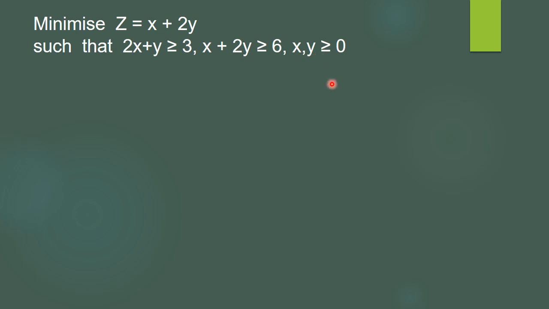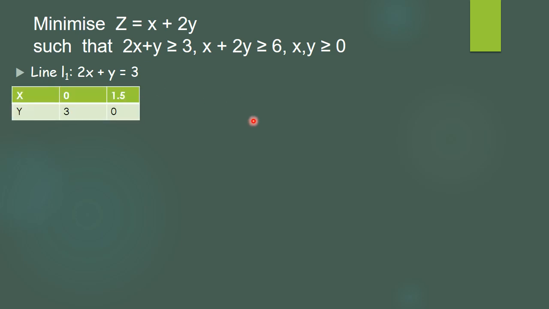Now, first thing, we should find out the feasible region. And for that, we have to plot the graph. For plotting the graph, on inequalities, first we will make them equations. So, first line 2x plus y is 3. Consider x as 0, we will get y as 3. Consider y as 0, we get x is 1.5.